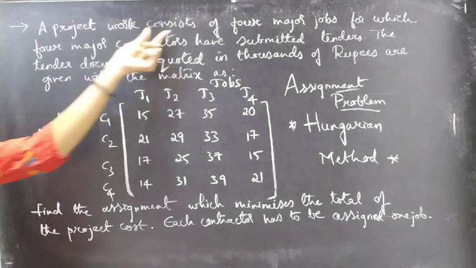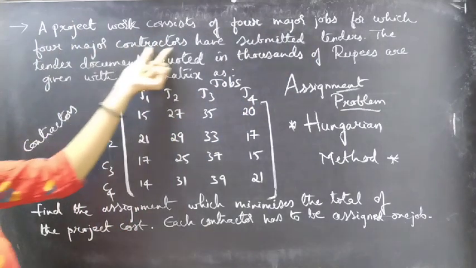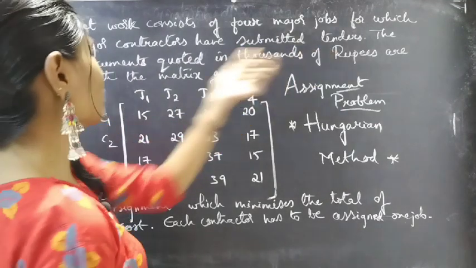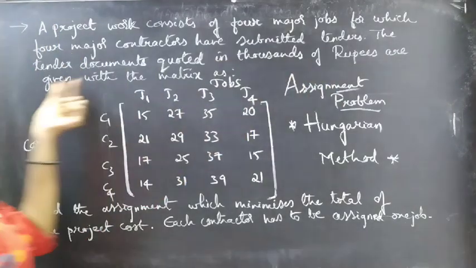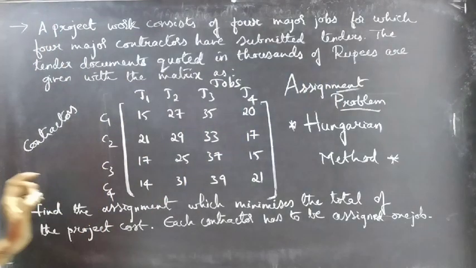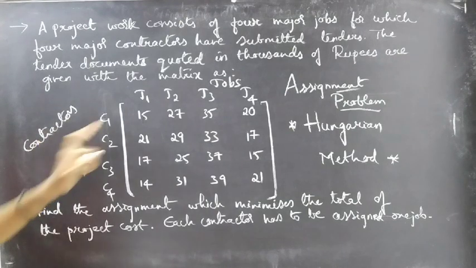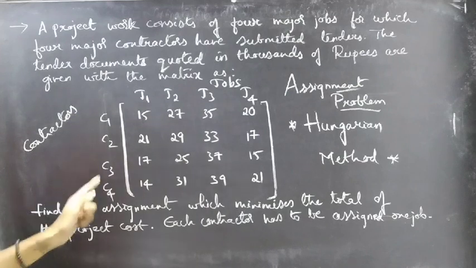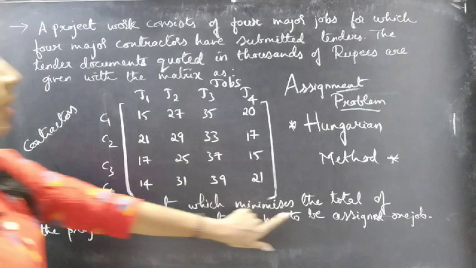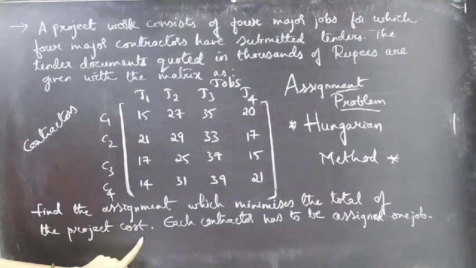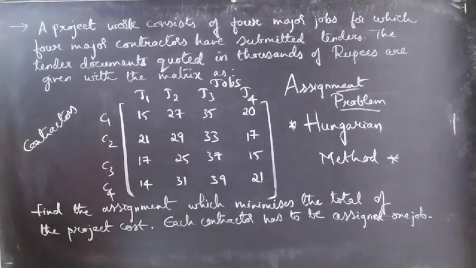A project work consists of 4 major jobs for which 4 major contracts have submitted tenders. The tender documents quoted in thousands of rupees are given with the matrix as. So we are given a cost matrix. Jobs, 4 jobs, 4 contractors. Find the assignment which minimizes the total of the project cost. Each contractor has to be assigned one job.